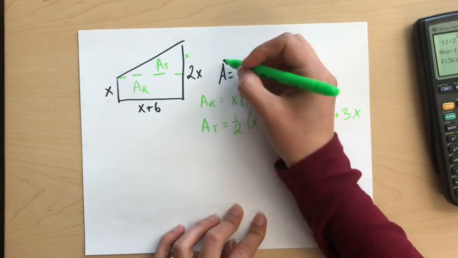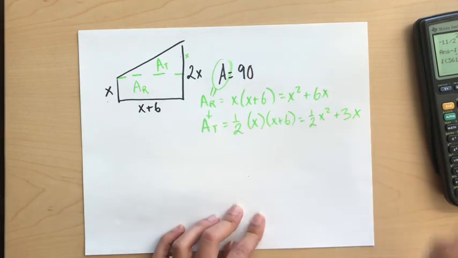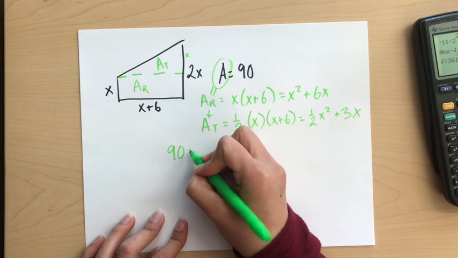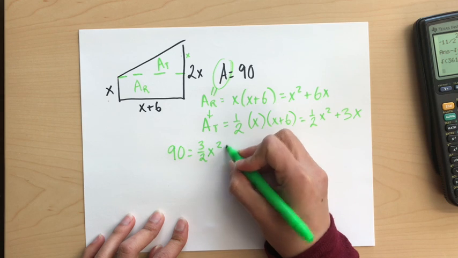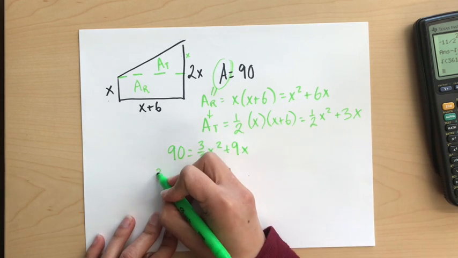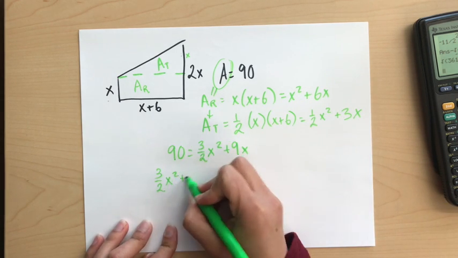Okay, now if I add those two areas, again, it's going to equal the total area, which is equal to 90, which means 90 is equal to 1x squared plus 1/2 x squared, which is 3/2 x squared, plus 6x plus 3x, which is 9x.